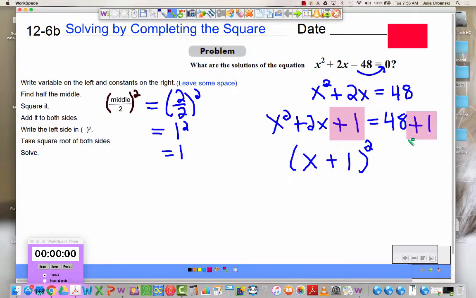You got plus 1 on this side. Whatever you do on one side of the equal sign, you have to balance it out by doing it on the right-hand side. So look what happens here. It becomes equals 49.